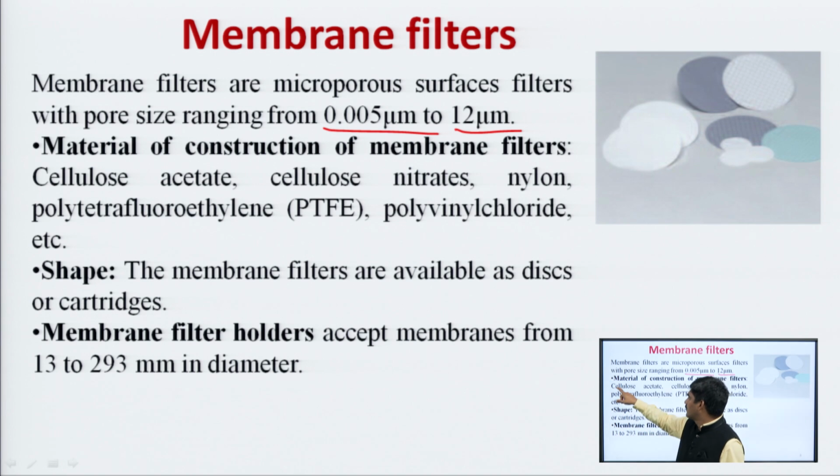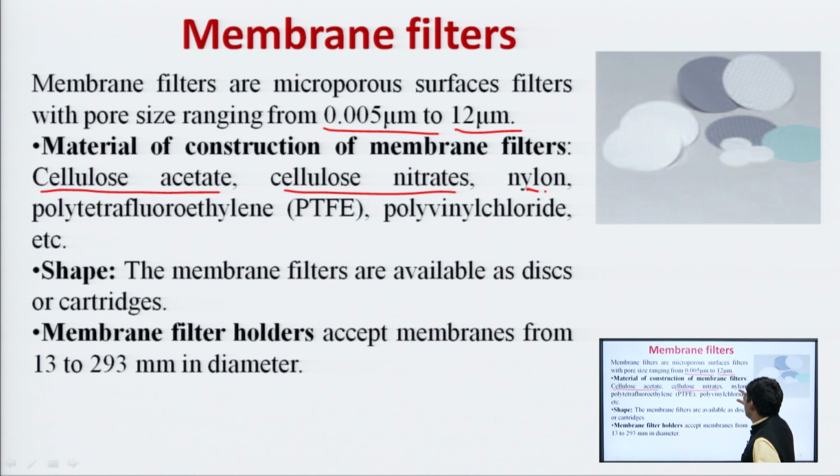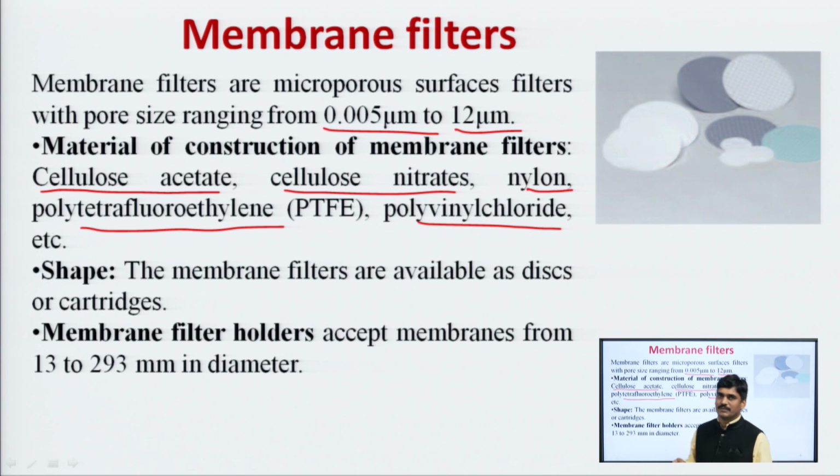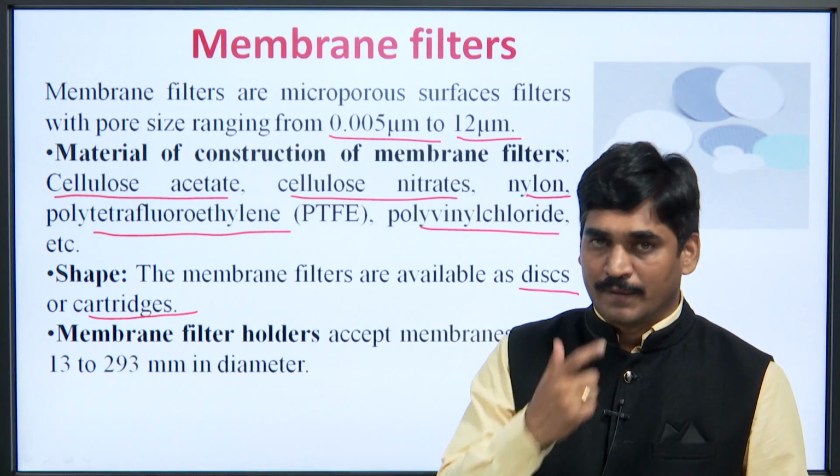These are generally made up of cellulose acetate, cellulose nitrate, nylon, polytetrafluoroethylene and polyvinyl chloride. So, these are some of the materials from which membrane filters are constructed. These are generally available as discs or cartridges. The membrane filters which are available are generally disc shaped or cartridge shaped.